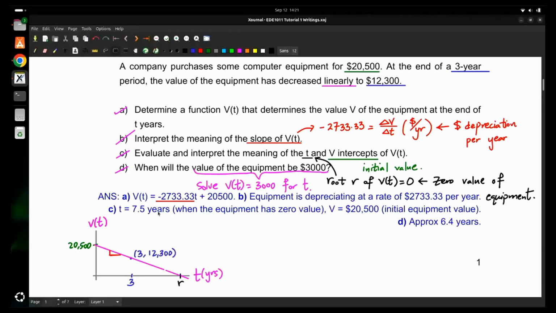Okay? Because I think probably there's an operating lifetime for the computer equipment. So then part D is really easy. You just set V of T equals 30,000. You solve for T, you get the answer. Any questions, more importantly, on the interpretation of the meaning of the slope and the intercepts?